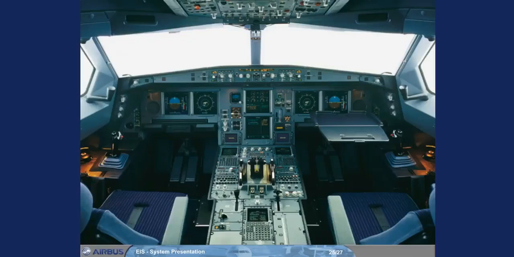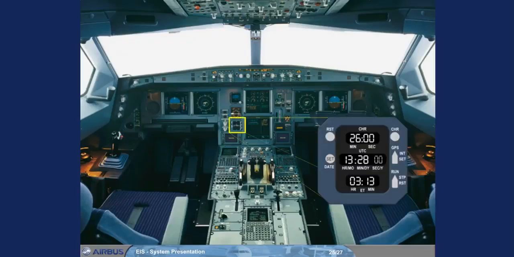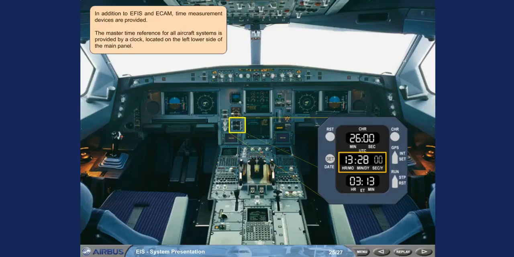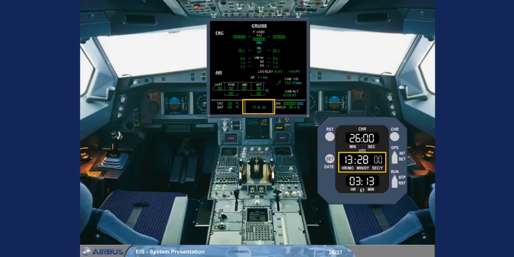In addition to EIS and ECAM, time measurement devices are provided. The master time reference for all aircraft systems is provided by a clock located on the left lower side of the main panel. The time is also displayed at the bottom of the system display.